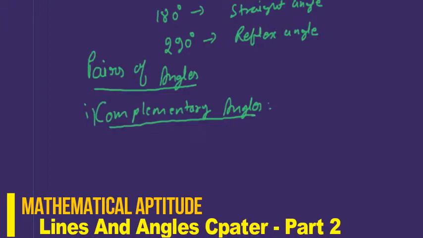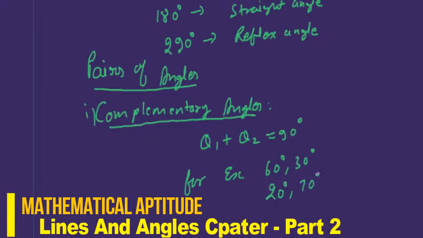Let's say two angles are theta 1 and theta 2. If their sum is 90 degree, then we will call them complementary pairs or complementary angles. It means the two angles whose sum is 90 degree are said to be complementary angles. For example, 60 degree and 30 degree are a complementary pair because their sum is 90 degree. In the same way, 20 degree and 70 degree are also a complementary pair.